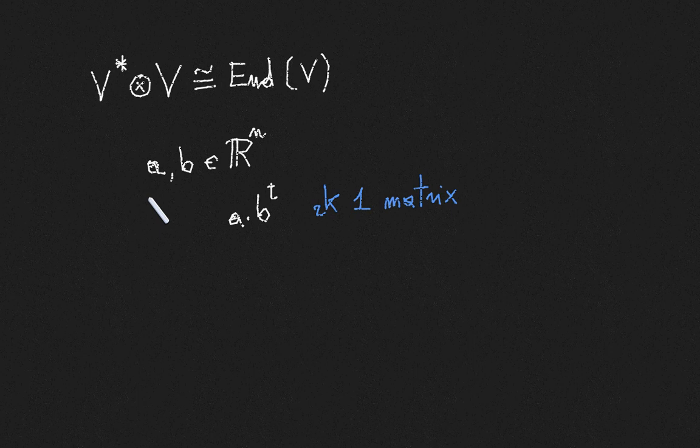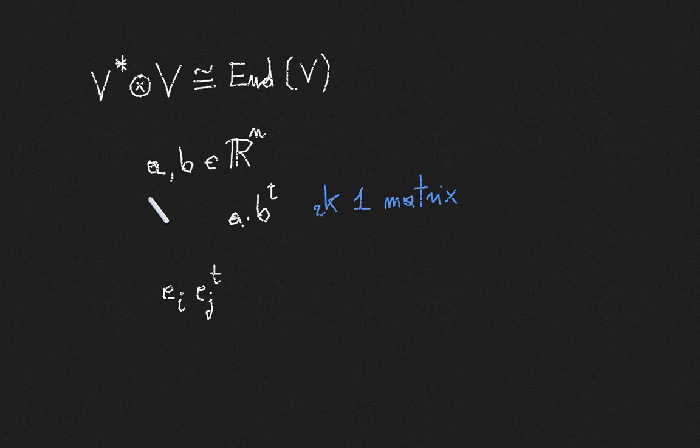Why? Well, because if you just do a_i times a_j transpose, you get the matrix which has all zeros and 1 in the position ij, or ji. One of the two. So these matrices contain a basis of the space of square matrices. So their linear combinations give you all the matrices. And this is more or less the same thing.